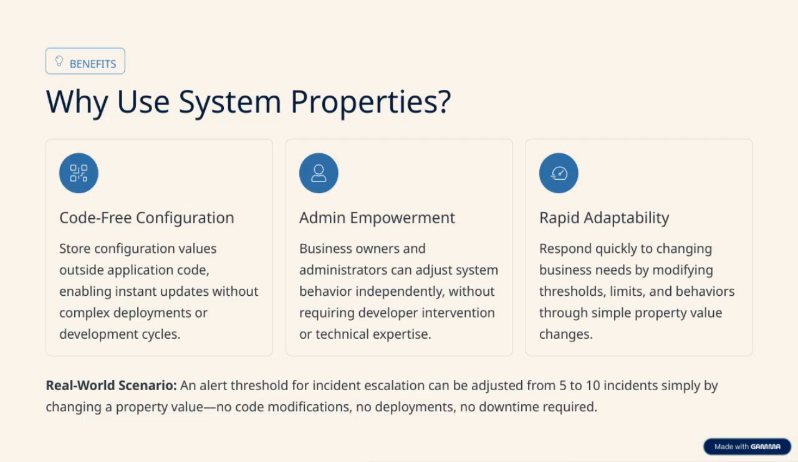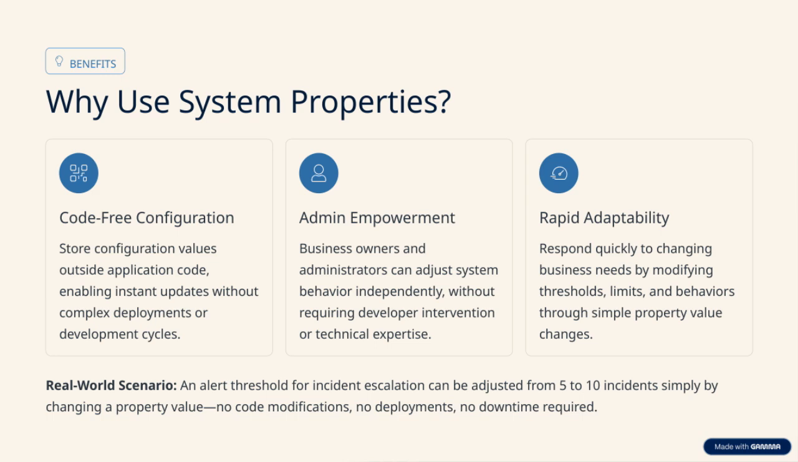Let's take a look at a real-world scenario to illustrate this concept. Imagine you have an alert threshold for incident escalation set at 5 incidents. With a simple change to a property value, you can raise that threshold to 10 incidents. No need to modify any code, redeploy, or experience downtime. This flexibility allows you to respond quickly to changing business needs by adjusting thresholds, limits, and behaviors simply by changing property values. This is what we call rapid adaptability.